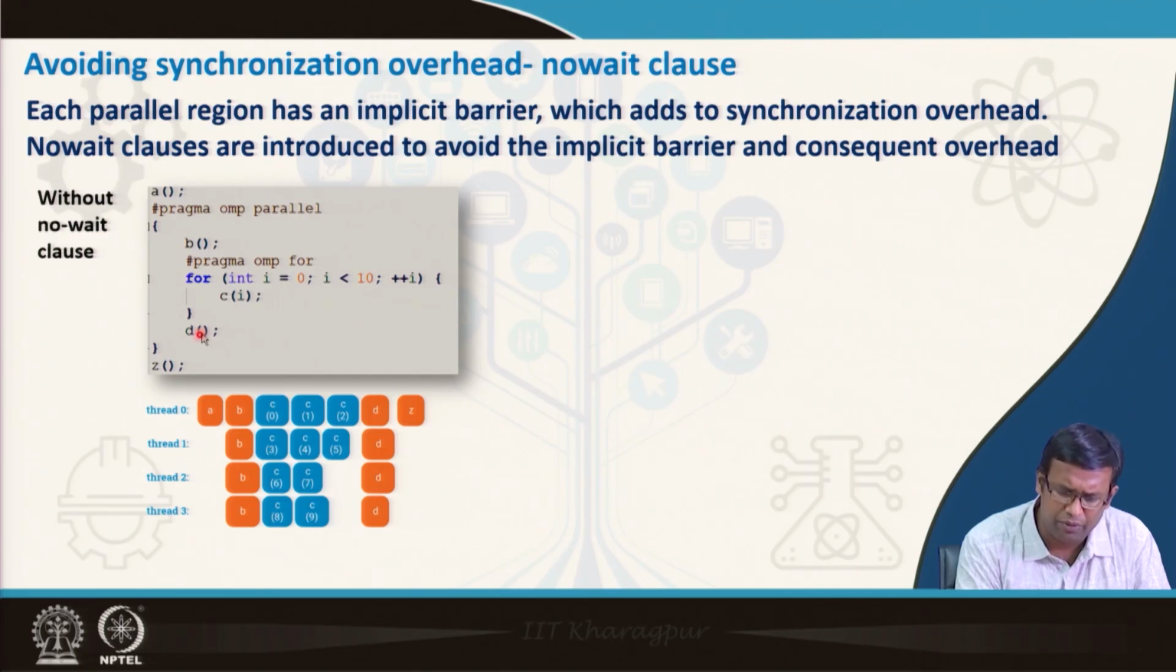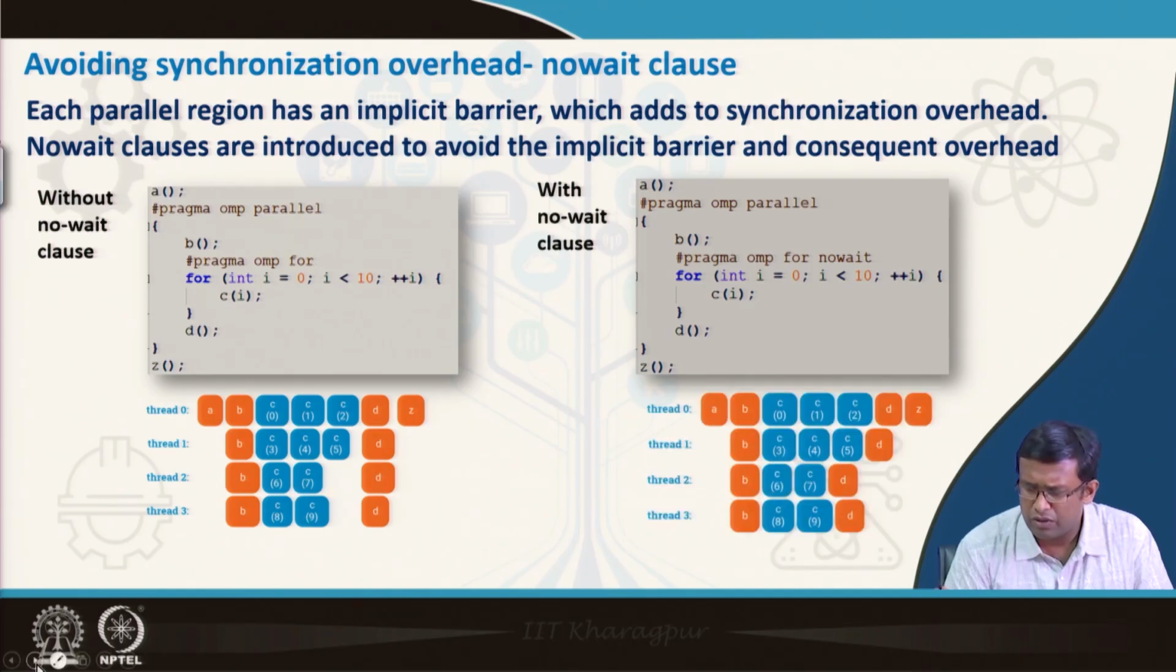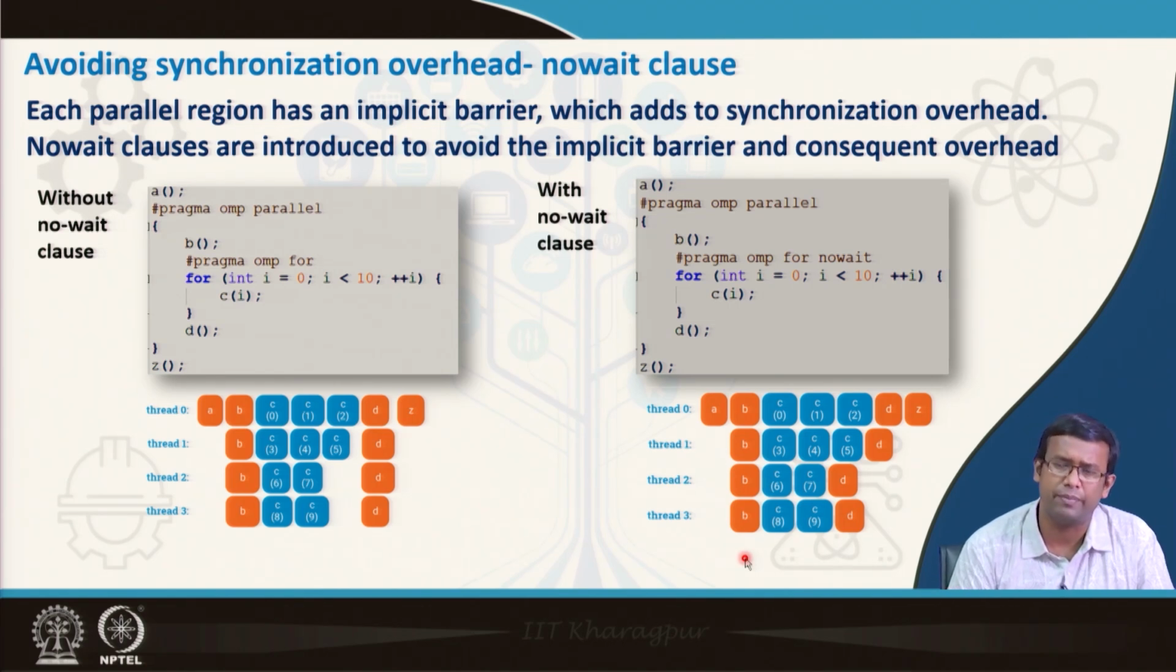Now we assume a case where the output of this function C is not required by the functions D and Z. Instead of allowing this wait time by these 2 threads, we can use a nowait clause here. That means once these 2 threads' jobs are done, they can directly pick up task D. So thread 2 and thread 3 are not waiting for thread 0 and thread 1, rather they are finishing their own job. We are destroying the barrier there.